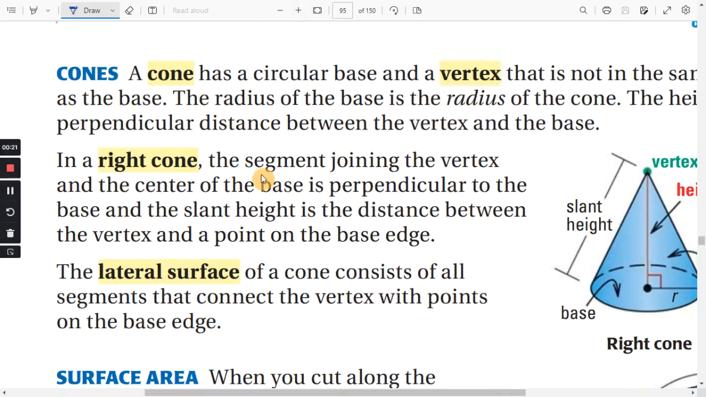In a right cone, the segment joining the vertex and the center of the base is perpendicular to the base, and the slant height is the distance between the vertex and a point on the base edge. The lateral surface of a cone consists of all segments that connect the vertex with points on the base edge. Let's take a look.